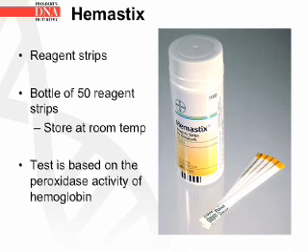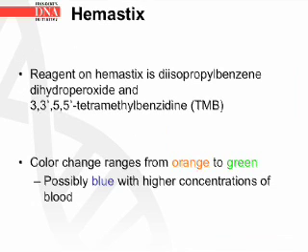Another presumptive test used is called Hemostasis. These are reagent strips. In one bottle, there are about 50 reagent strips, and they are stored at room temperature. The test is based on the peroxidase activity of hemoglobin. The reagents on Hemostasis are diisopropyl benzene dihydroperoxide and 3,3',5,5'-tetramethylbenzidine, TMB. The color change ranges from orange to green, possibly blue with higher concentrations of blood.